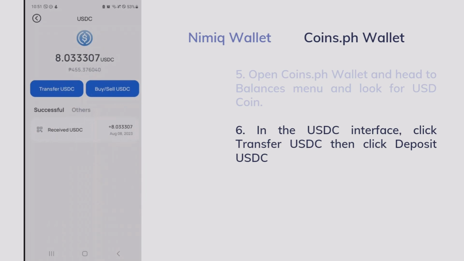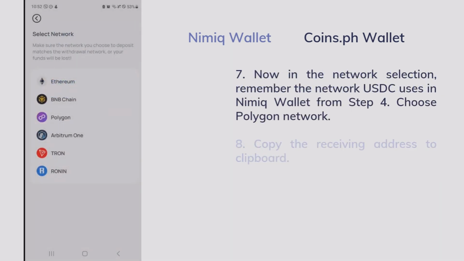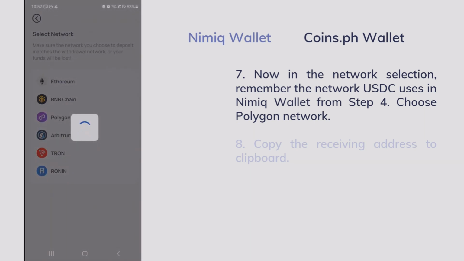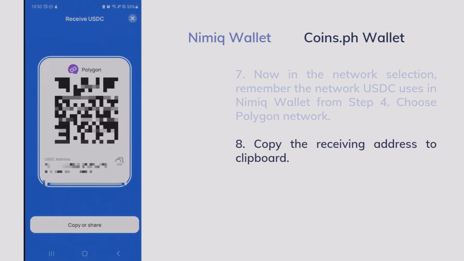6. In the USDC interface, click Transfer USDC, then click Deposit USDC. 7. Now in the network selection, remember the network USDC uses in Nimiq Wallet from step 4. Choose Polygon network. 8. Copy the receiving address to clipboard.